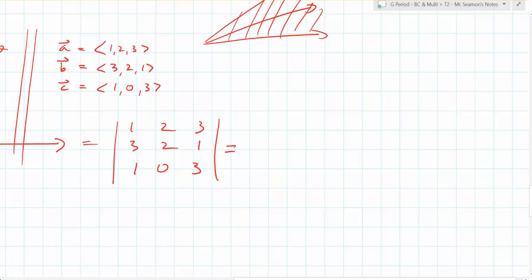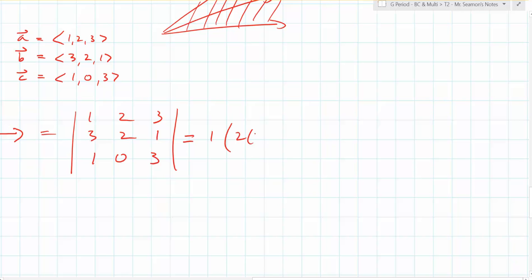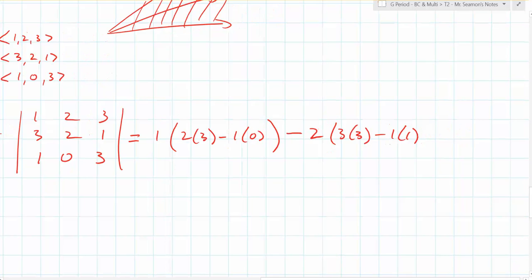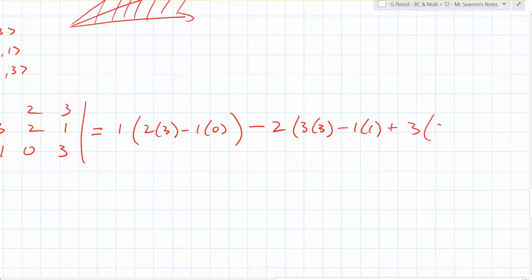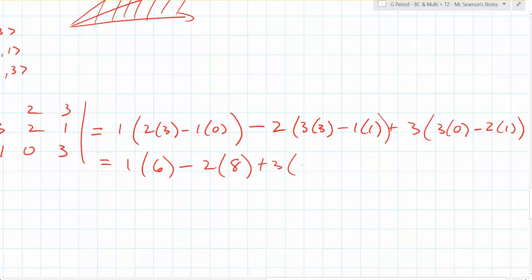So if we actually do this out, what is it? 1 times (2 times 3 minus 1 times 0) minus 2 times (3 times 3 minus 1 times 1) plus 3 times (0 minus 2 times 1). What do you end up with? 1 times 6 minus 2 times 8 plus 3 times negative 2. So what do you end up with? 6 minus 16 minus 6, which is negative 16. You take the absolute value and you end up with 16.